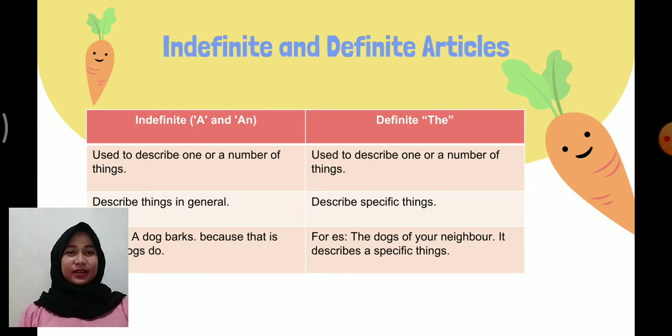And then the next slide is indefinite and definite articles. Indefinite articles are a and an. And then the definite one is the. Indefinite articles are used to describe one or a number of things, and to describe things in general. For example, a dog barks, because that is about dogs in general. And then the definite one is used to describe one or a number of things, and it describes specific things. For example, the dogs of your neighbor. It describes specific things.